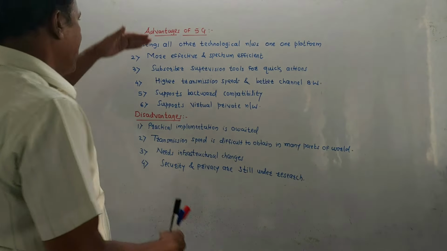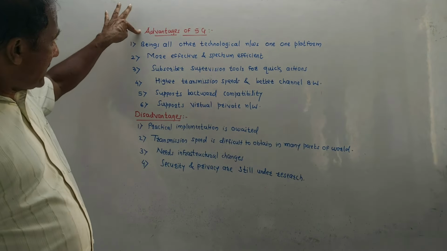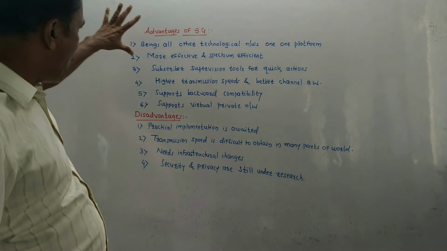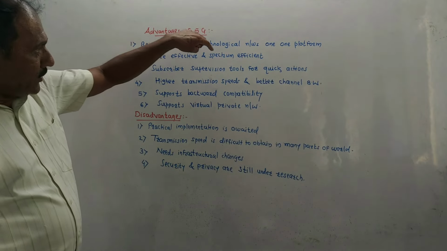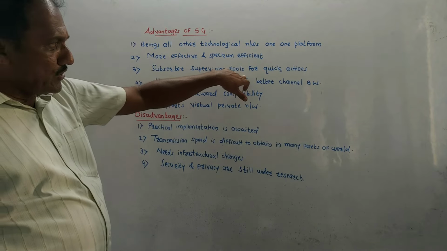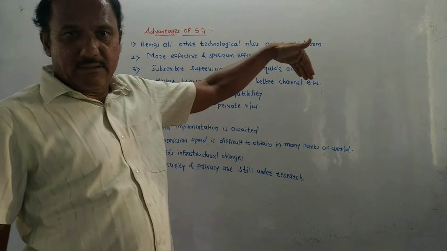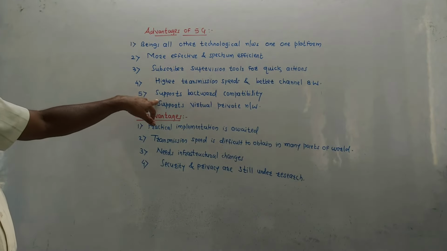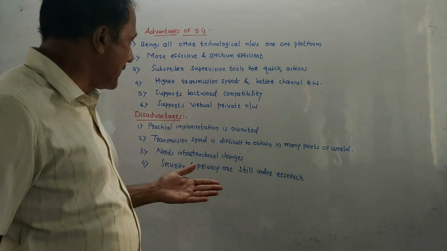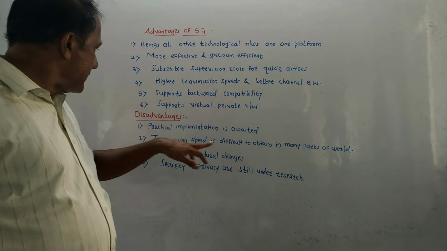Now the last part is advantages and disadvantages of 5G. First, we'll discuss advantages. First, it brings all other technology networks onto a single platform. Then it is more effective and spectrum efficient. Subscriber supervision tools are available for quicker actions. Then higher transmission speeds and better channel bandwidth. It supports backward compatibility, that is compatibility with 3G and 4G, the earlier networks. Then it supports virtual private networks.